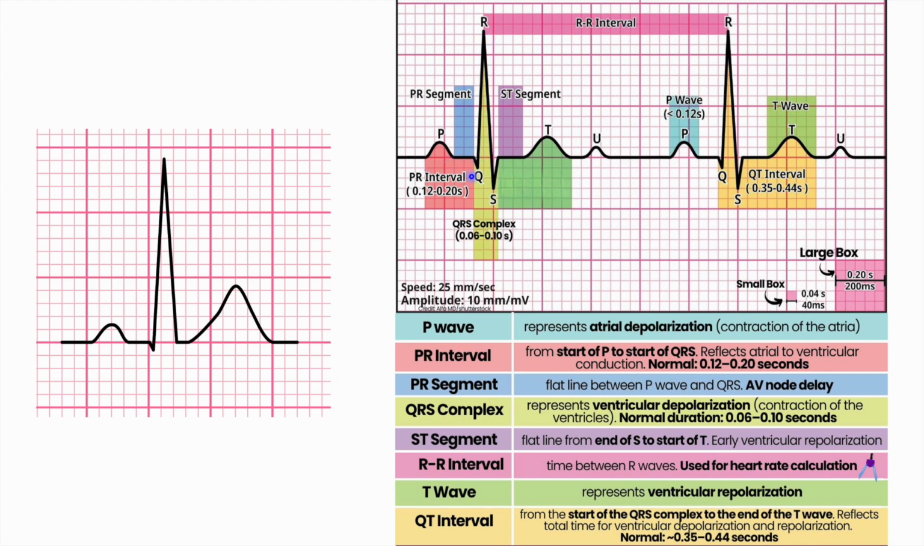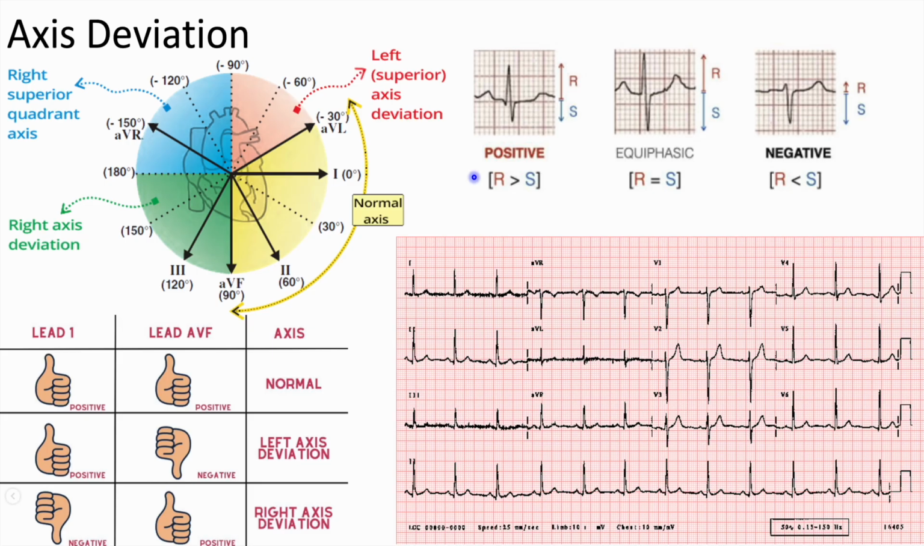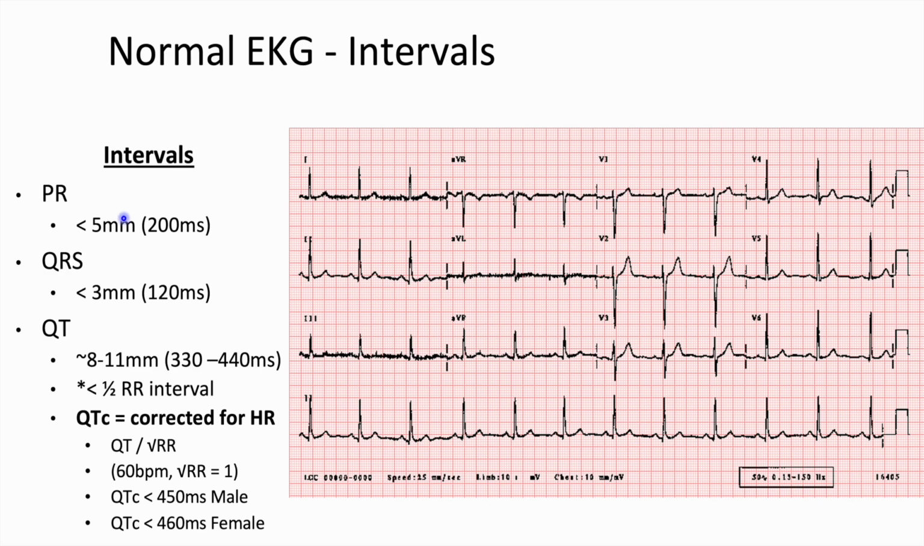Like I was saying a second ago, you want it to be less than 5 millimeters, which is 200 milliseconds, so less than 1 large box. If the distance between your P wave and the QRS is greater than 1 large box, you have PR interval prolongation, and that can be very important. So you need to check that.